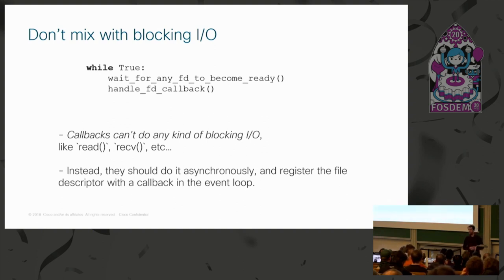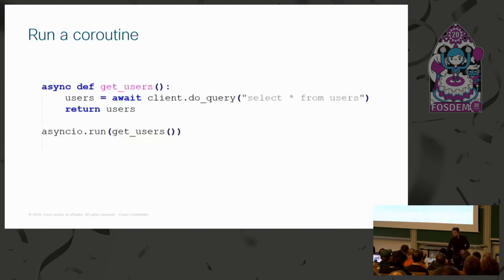So we should not do blocking I/O. Instead, we should do non-blocking I/O by registering a callback in that event loop, which will then execute when a response arrives, for instance. Now, these coroutines are an abstraction on top of event loops.